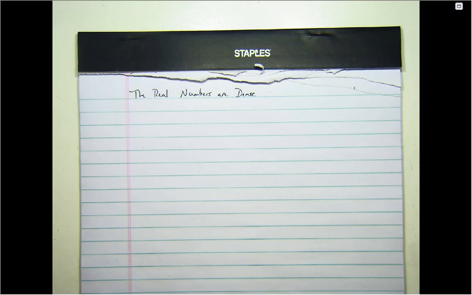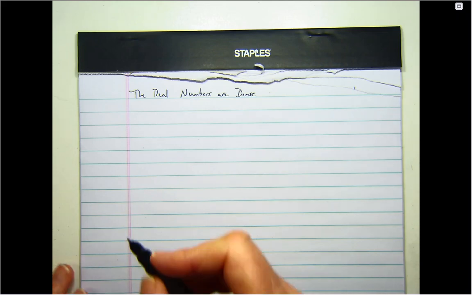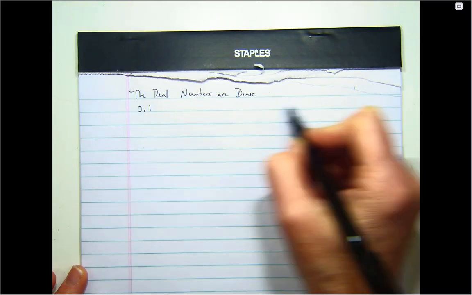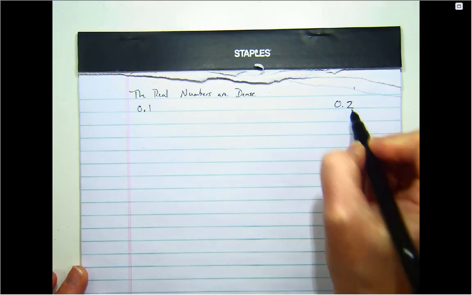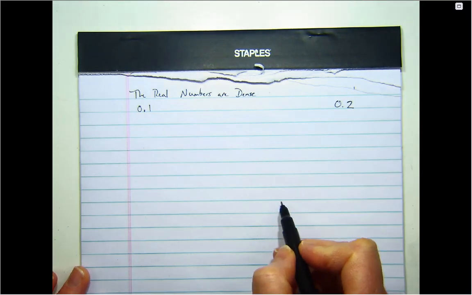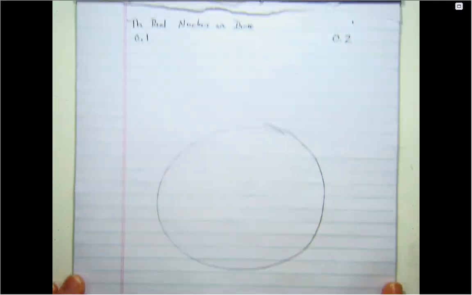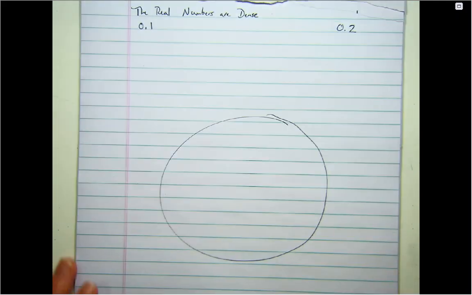There's always another real number between two real numbers. Let's look and see how that works out. Let's look at 0.1 and 0.2. And let's examine those as a visual. So let's take our circle here and divide it up into tenths.